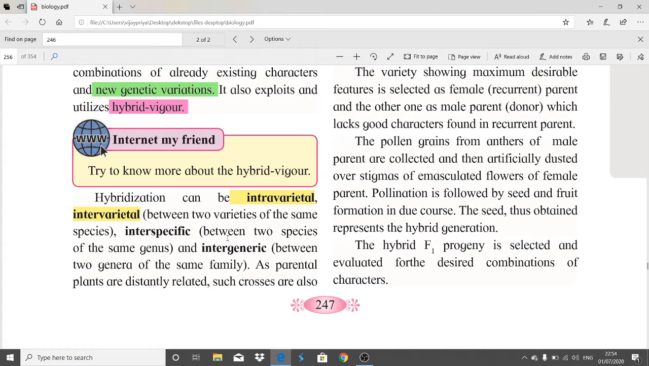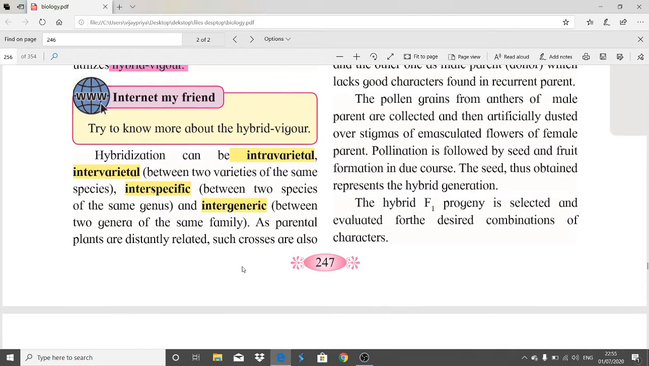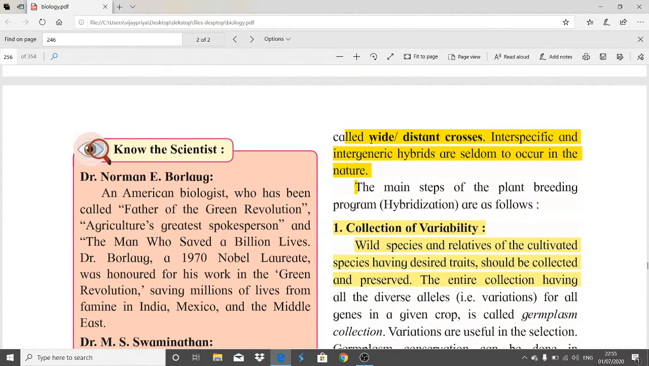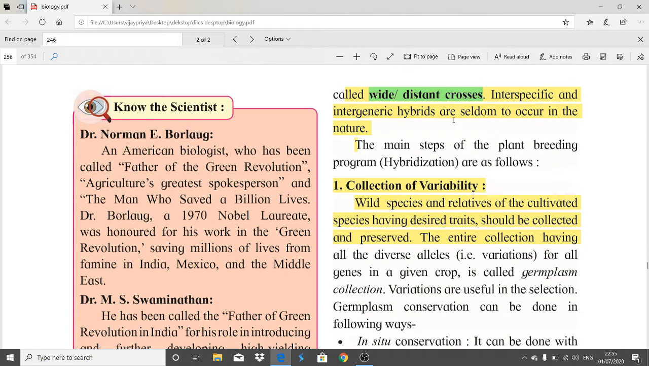Now, what is interspecific? Between two species of the same genus. This again is a very important term. Here we talk about two different species, but the genus is the same. And what is intergeneric? Between two genera of the same family. As parental plants are distantly related, such crosses are also called wide distant crosses. This can be asked. Interspecific and intergeneric hybrids seldom occur in nature, so they are rarely found, not common.